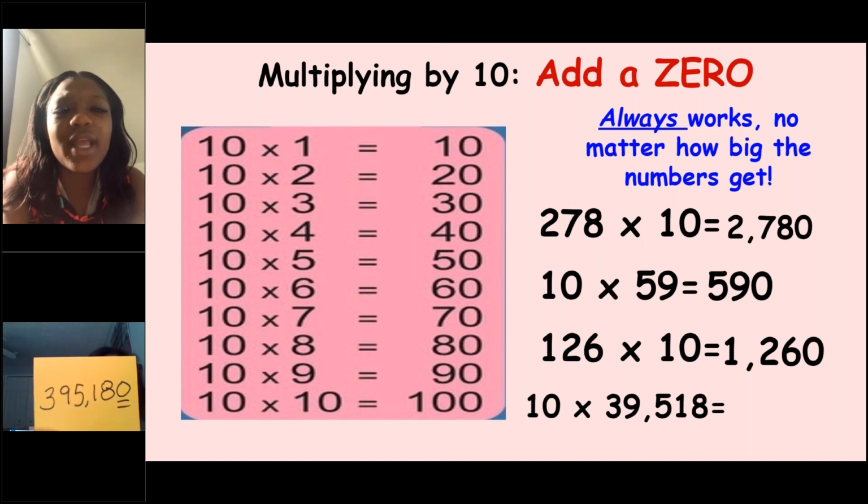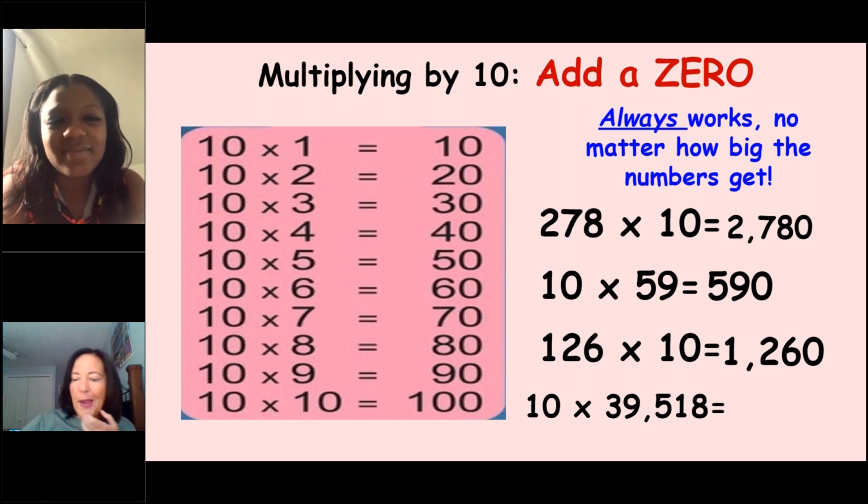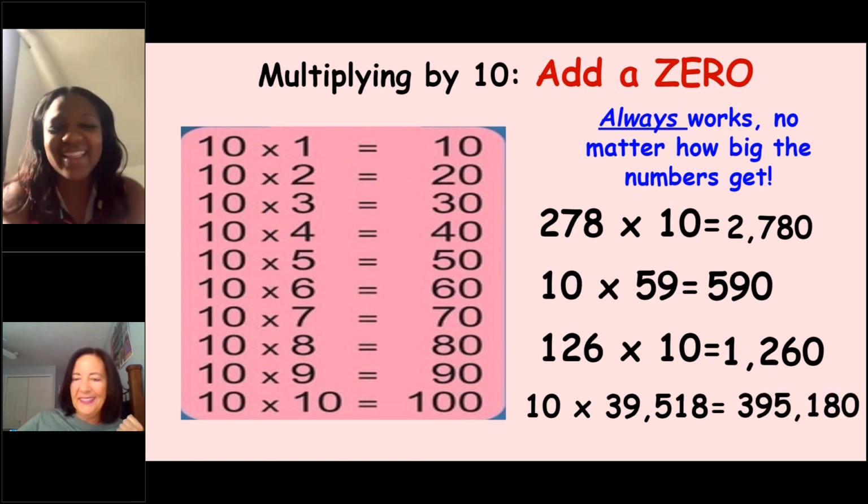395,180. That's it. And so if you see it, because you're good with place value, I can tell, and you're excellent at reading these numbers. If you wrote it down, you would have it, no problem. Okay, great. Nice job. Thanks.